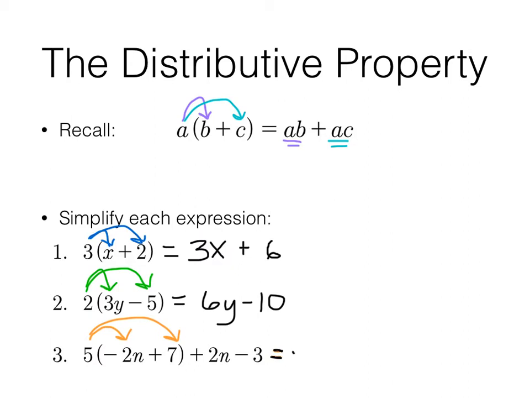5 times negative 2, negative 10. So 5 times negative 2n is negative 10n. 5 times 7 is 35, so plus 35. And then I have plus 2n minus 3.